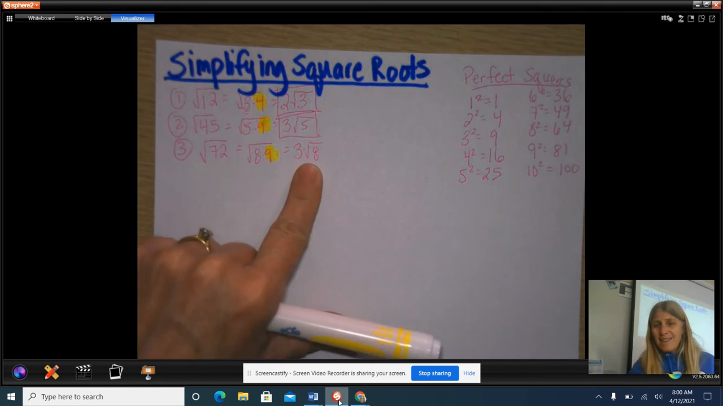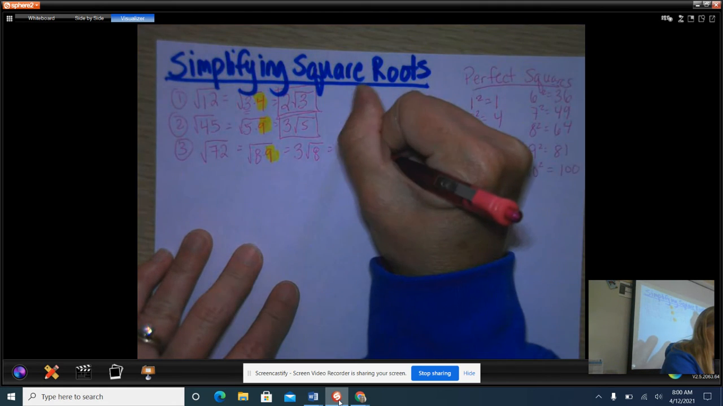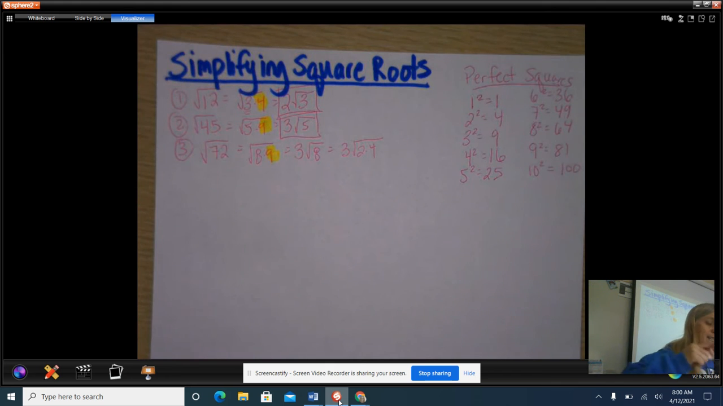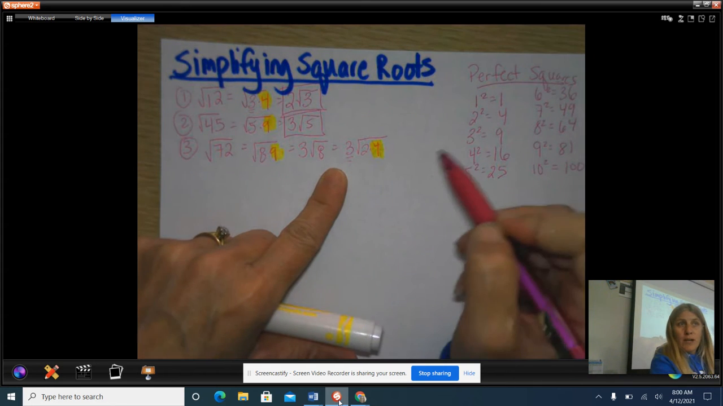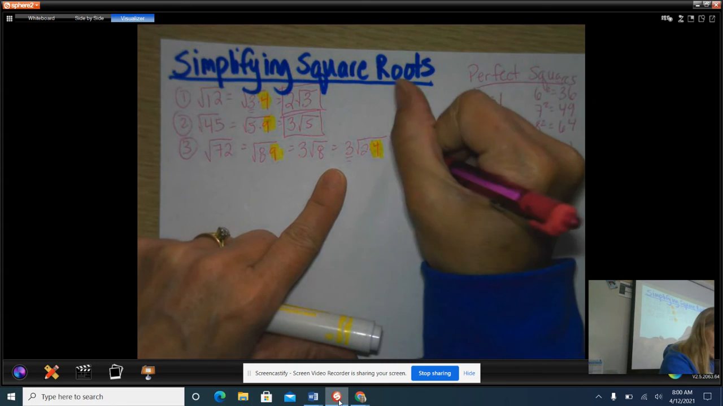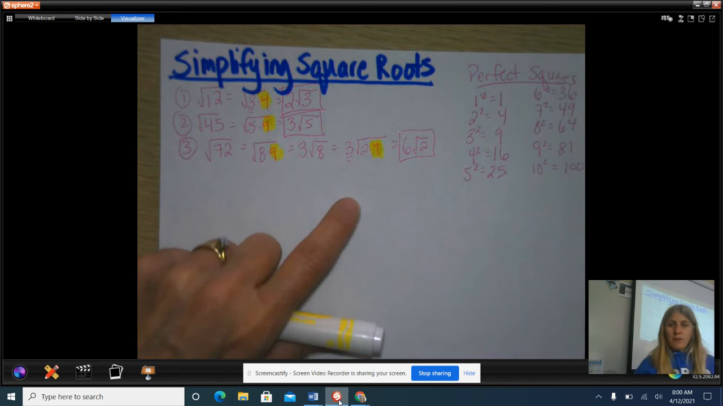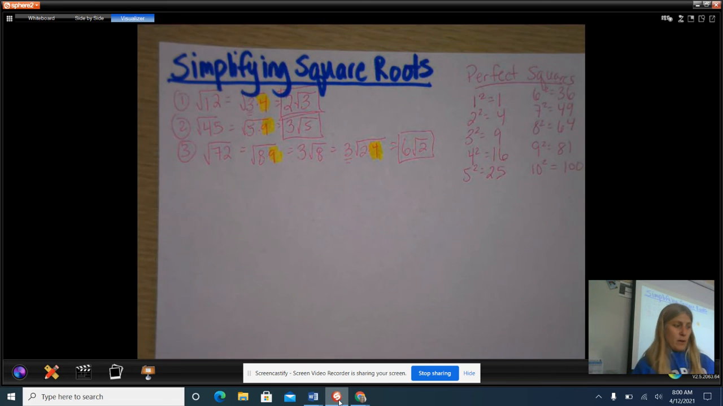However, my 8 still has a perfect square in it. It's 2 times 4. So I go ahead and go 2 times 4, and I need to simplify all the way down. And when I take that square root of 4, which is 2, I multiply it by what's already on the outside. So 2 times 3 is 6. So my answer is going to be 6 times the square root of 2. So sometimes you need to continue until you get all of the perfect squares out.